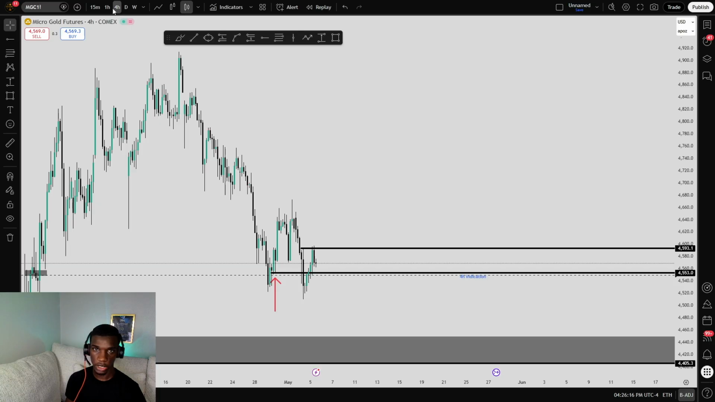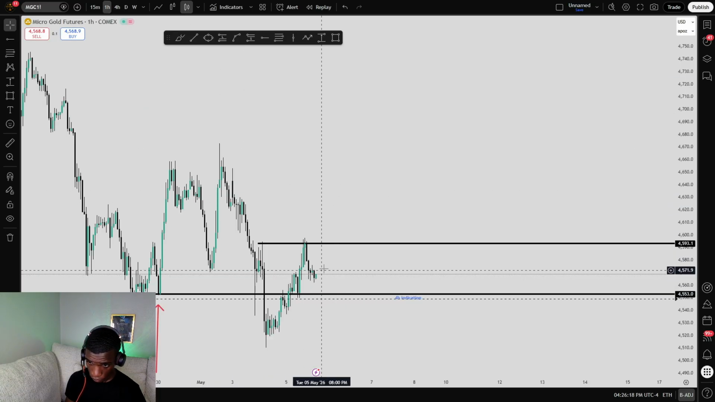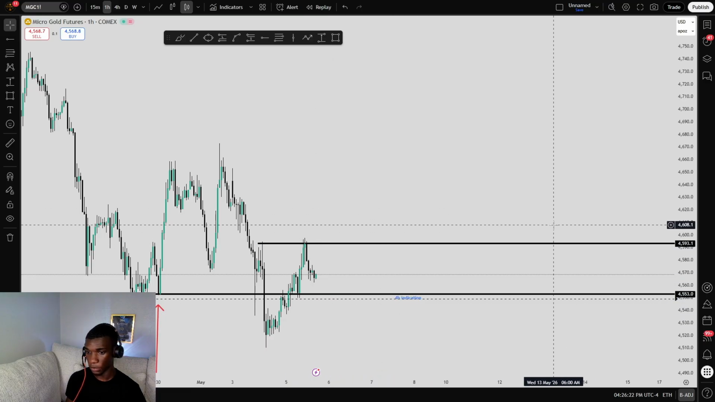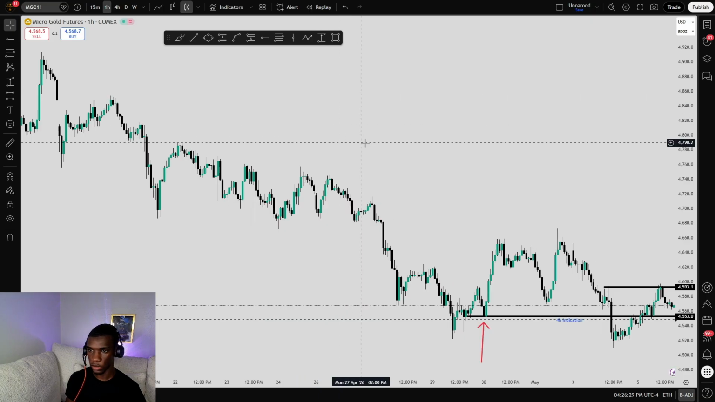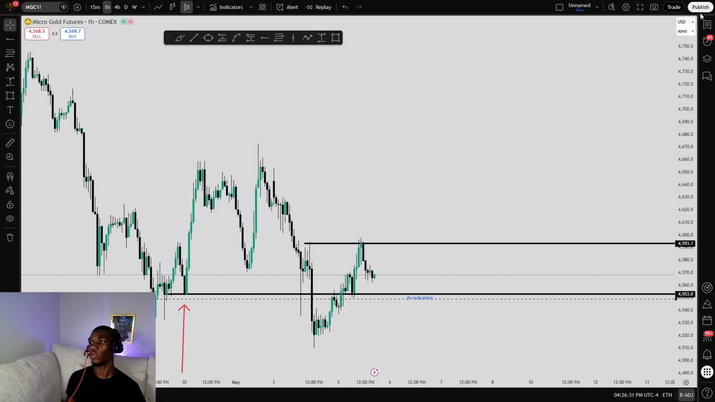So let's see what happened. Let's see if price failed to go any higher than this, but below this level we go for a sell. So it's now 4:30. Market is gonna close. Let's see what happened after, or even tomorrow.